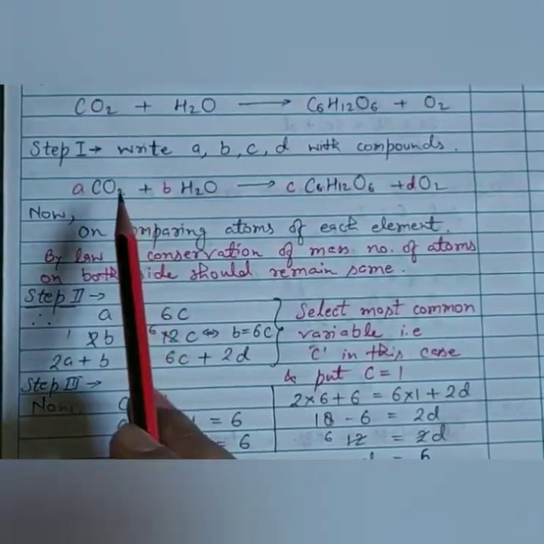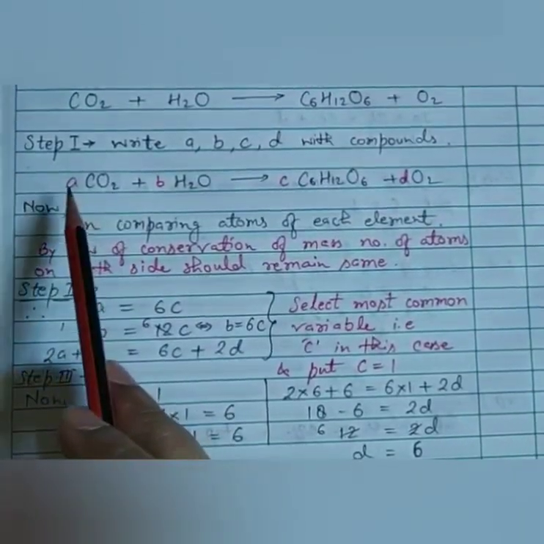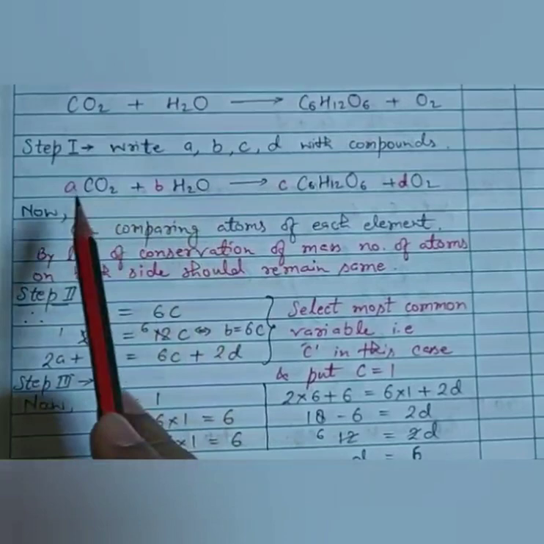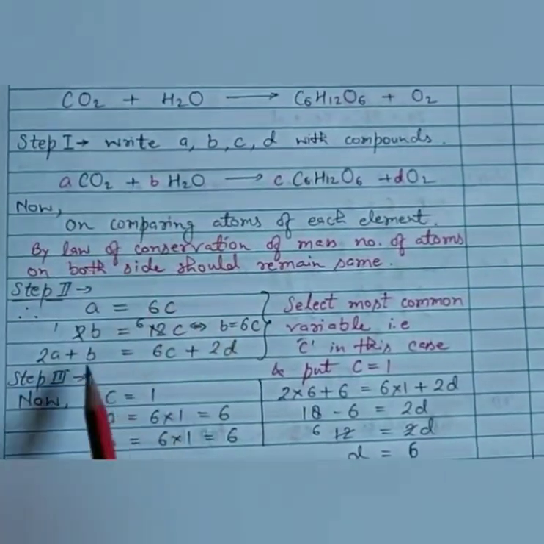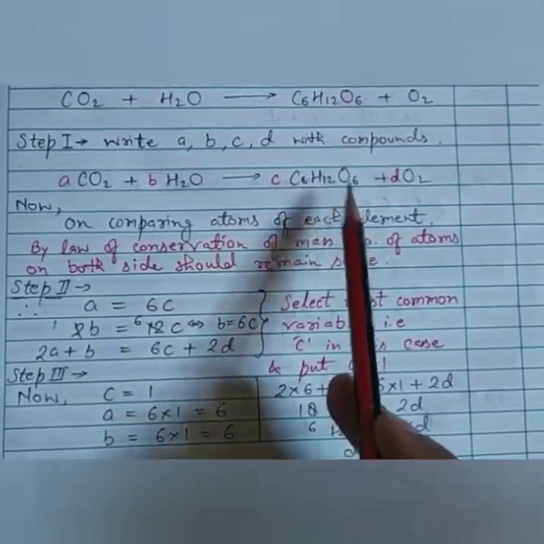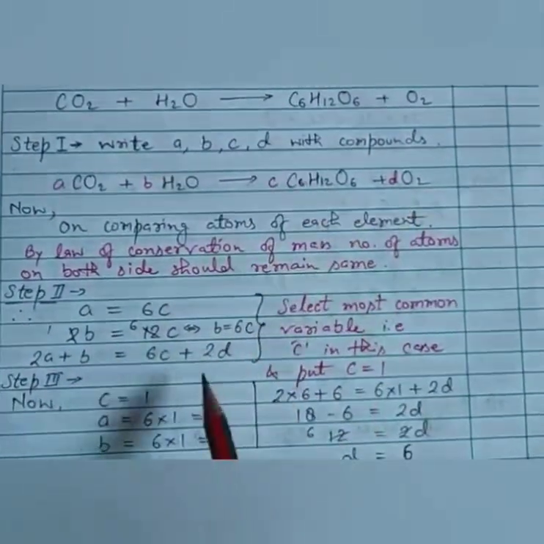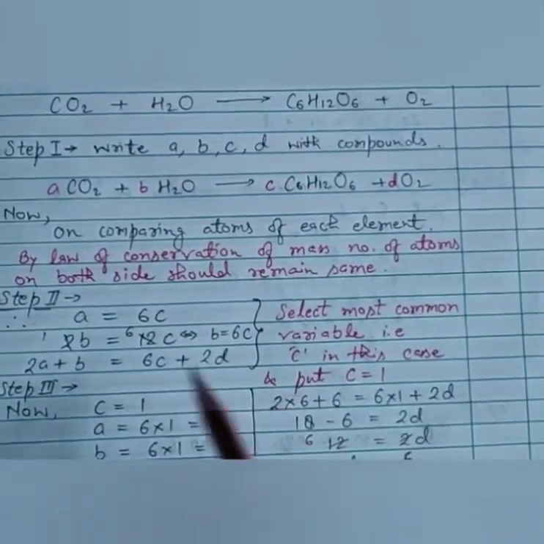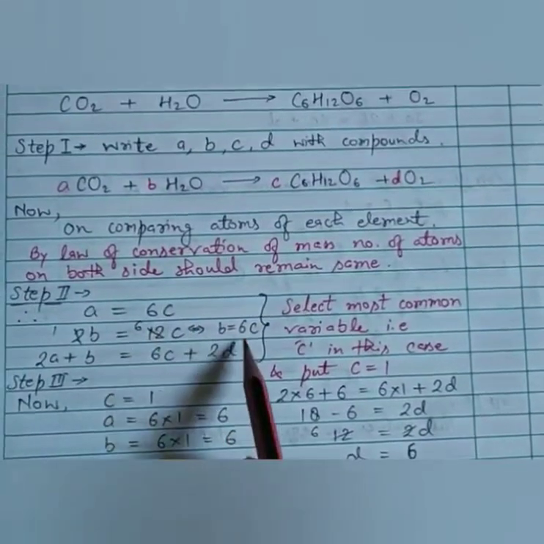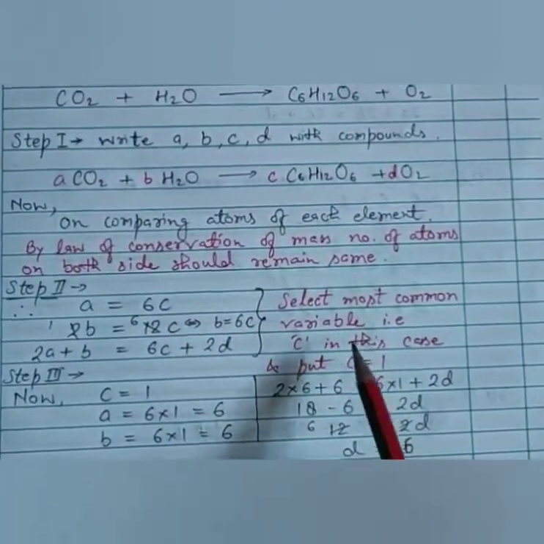Now oxygen is at 2 places, so 2 into A oxygen here and 1 into B oxygen here. So 2A plus B would be equal to the oxygen here, 6 into C, 6C plus 2 into D, 2D. Now we see that in all these equations, the variable C is the most common on the right side.